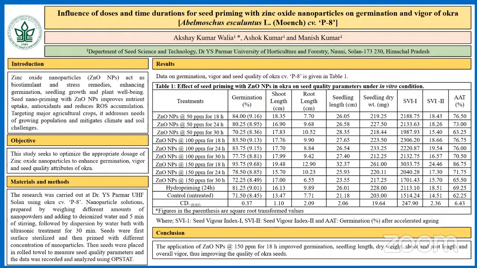And the analysis was done. The data on germination, vigor, and seed quality of okra cultivar P8 is given in the table. Here we can see that seed priming with zinc oxide nanoparticles at 100 ppm, 150 ppm concentration for 18 hours showed the best results for germination, shoot length, root length, seedling dry weight, seedling vigor index 1, 2, and germination after accelerated aging. Where SVI1 is the seed vigor index 1, SVI2 shows the seed vigor index 2, and AAT means germination percentage after accelerated aging.